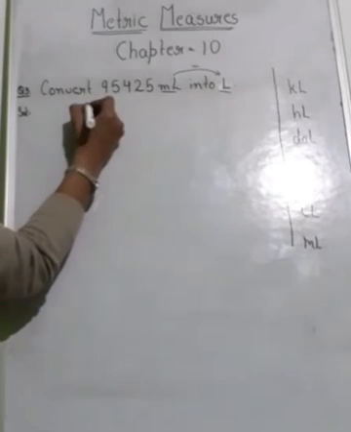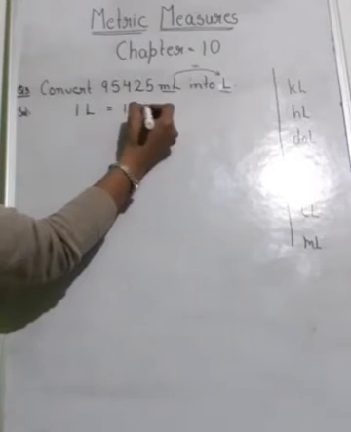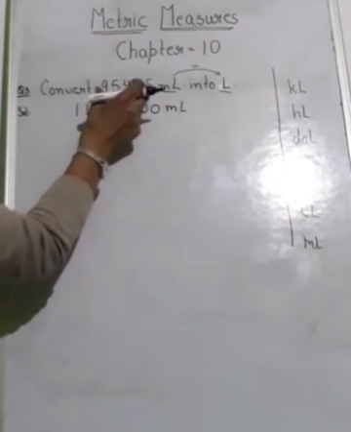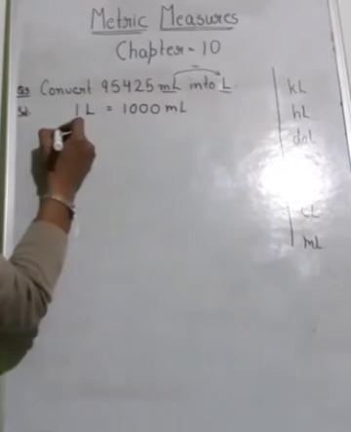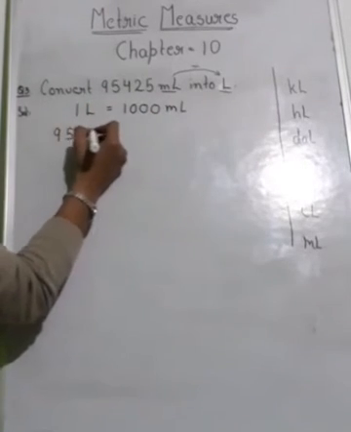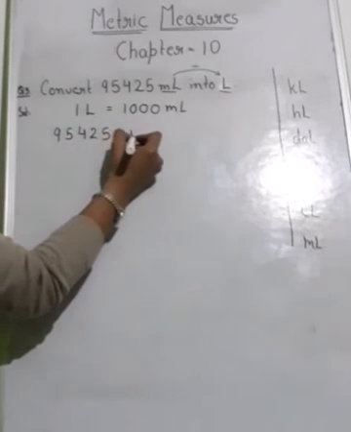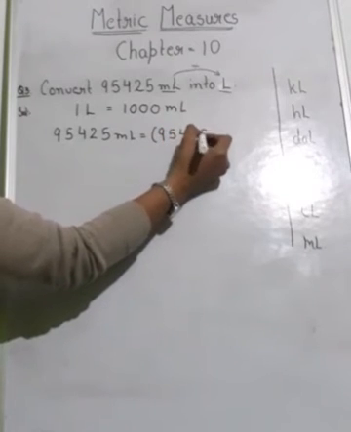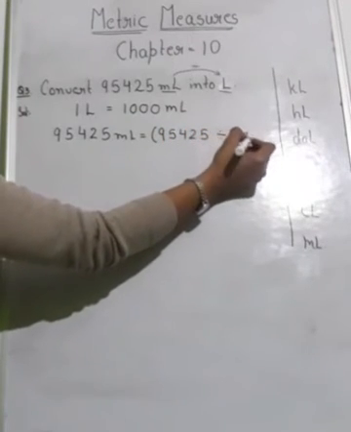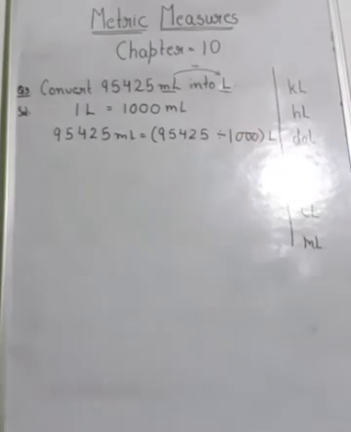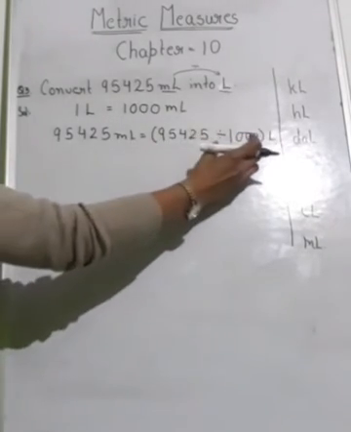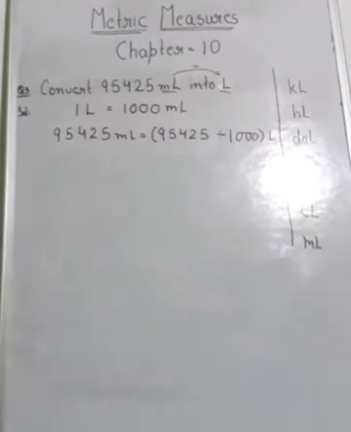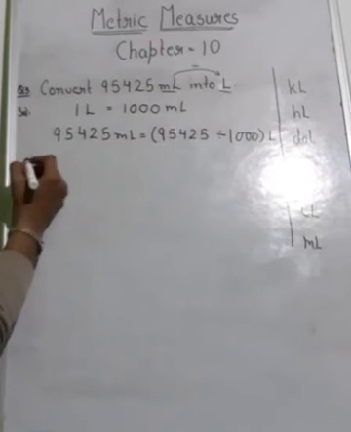Okay. So you will write 1 liter is equals to 1000 milliliter. Clear? So now you have to convert this milliliter into liter, so you will write 95,425 milliliter is equals to 95425 divided by 1000 liter. Clear? Now you have to divide it by 1000. Why? Because you have to convert a smaller unit into a bigger one. So I am doing the division part over here.